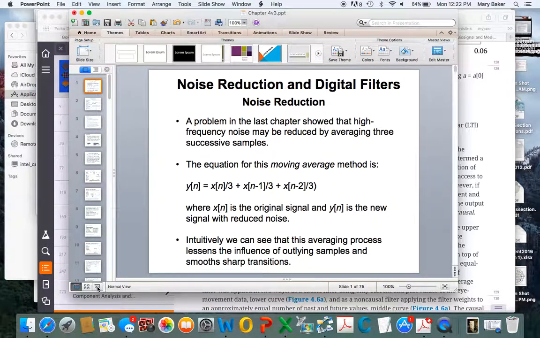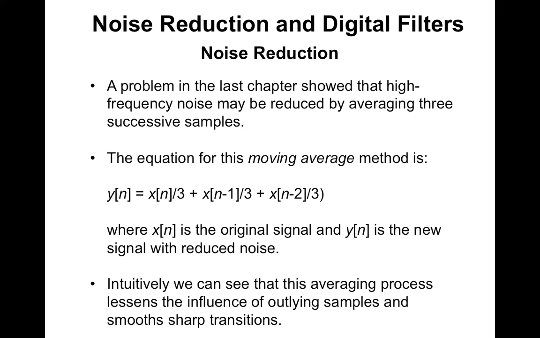So another approach that's used to reduce noise is to apply a digital filter. In the last chapter, you may remember, that would have been chapter 3, we had a problem where we had a signal with quite a bit of high frequency noise, and what we did was we averaged 3 successive samples. One way to express that is as a moving average, where x of n is your original signal. So basically, you're constructing a new signal at point n that is the average of the signal at point n, point n minus 1, and point n minus 2.